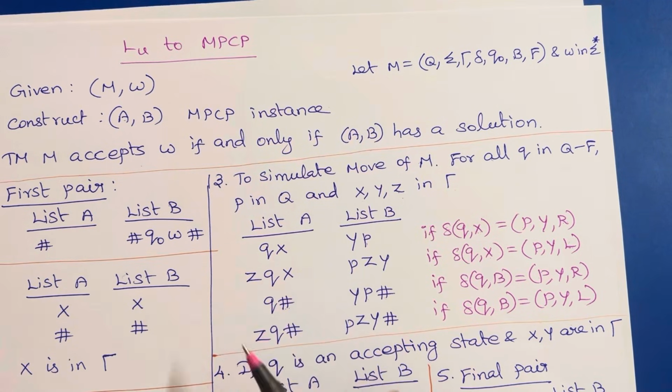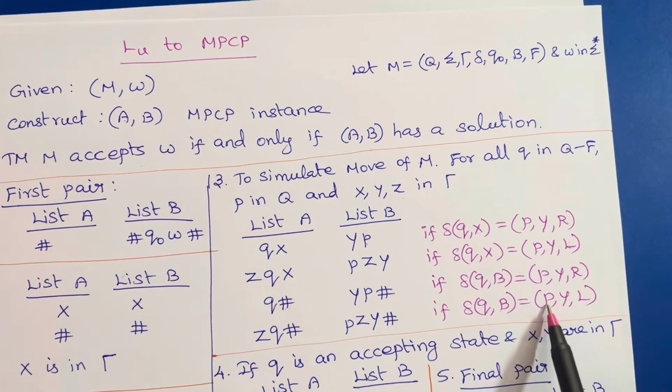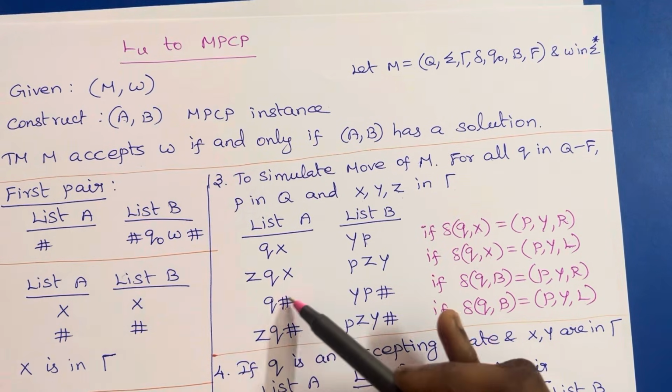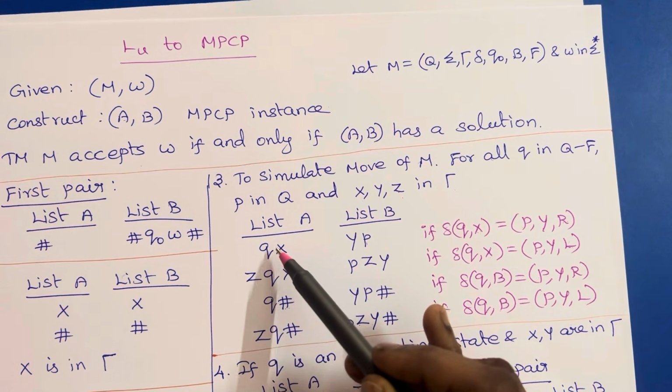No, similarly we have to use z in the fourth case also. So we have to write zq hash. Zq hash. Here instead of x we need to write hash. Then p z y hash. P the new symbol z, then the tape symbol y, and then hash. So we can write the third rule from the first rule by replacing x by hash.